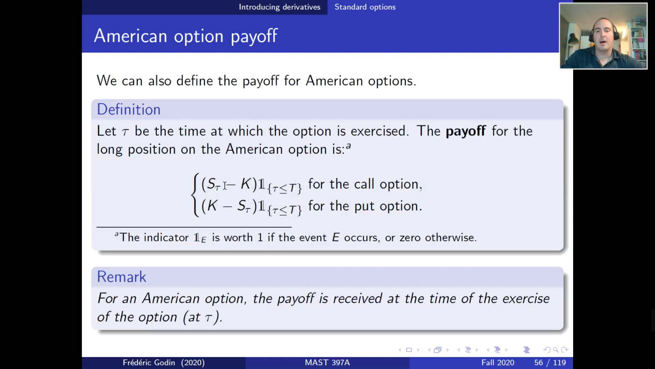Conversely, the put option here would have payoff K minus S tau if and only if the option is exercised. And again, for the American option, the payoff is not received at the maturity capital T. It is received at time tau, which is the moment at which the option buyer decides to exercise his option.